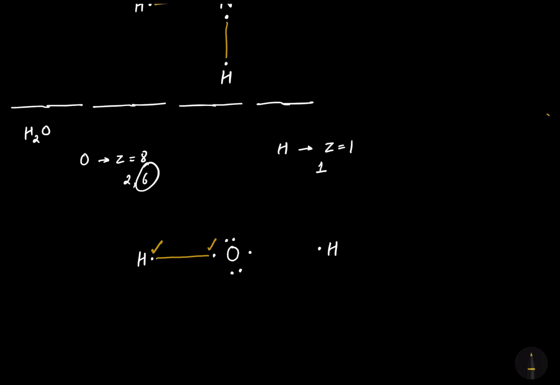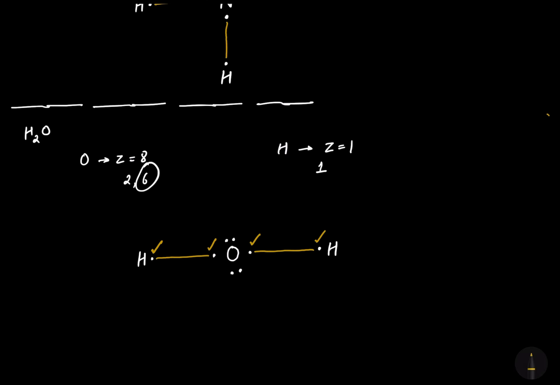Now let's talk about the second hydrogen. The second hydrogen has also shared 1 electron with the oxygen. Now the second hydrogen has also achieved 2 electrons in its valence shell. That's number 1 and number 2, and it has achieved the stable noble gas configuration of helium. So both hydrogens have satisfied their valences or duplet and achieved a stable noble gas configuration.